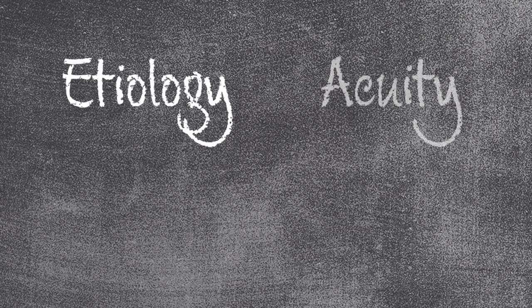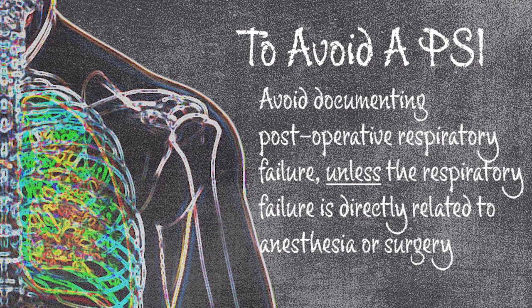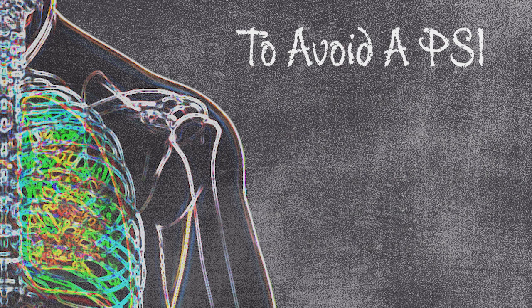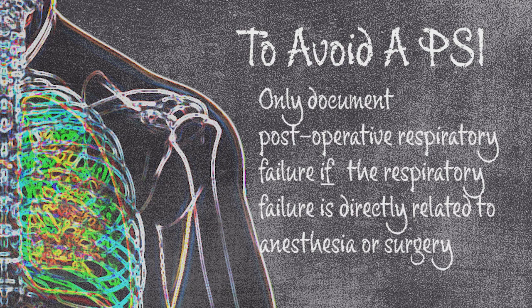Now for a brief recap. Complete and accurate documentation of respiratory failure is easy and requires only three elements: etiology, acuity, and type. For your post-op patients, to avoid a PSI, avoid documenting postoperative respiratory failure unless the respiratory failure is directly related to anesthesia or surgery, and avoid documenting postoperative respiratory failure within the first 48 hours post-surgery. Only document postoperative respiratory failure if the respiratory failure is directly related to anesthesia or surgery.